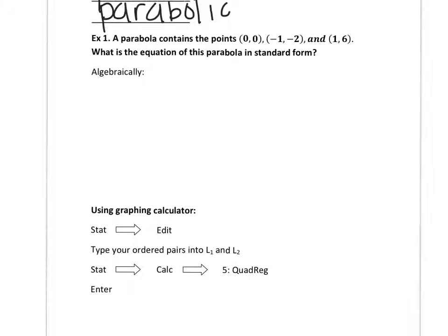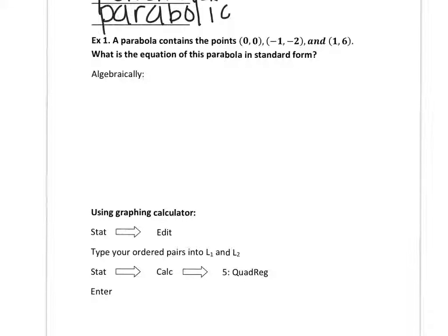So if you see here in example 1, it says a parabola contains the points (0, 0), (-1, -2), and (1, 6). They give us 3 points and they want us to write an equation for the parabola in standard form. Now remember, standard form is ax squared plus bx plus c. That's standard form for a parabola or a quadratic. Okay, so we're going to use 2 different methods in order to do this. First, I'm going to show you how to do it using algebra.